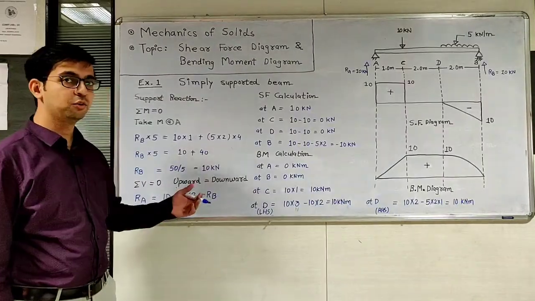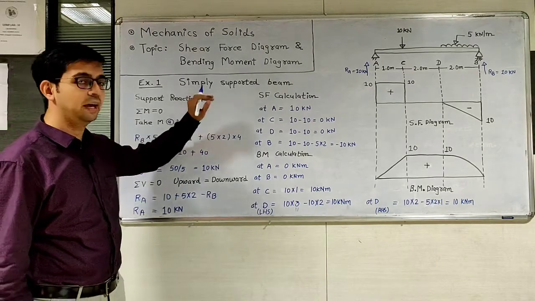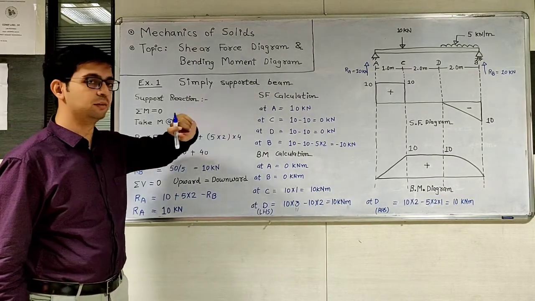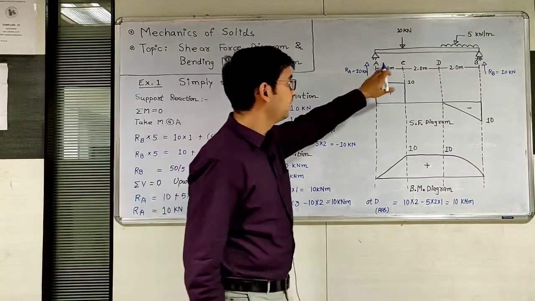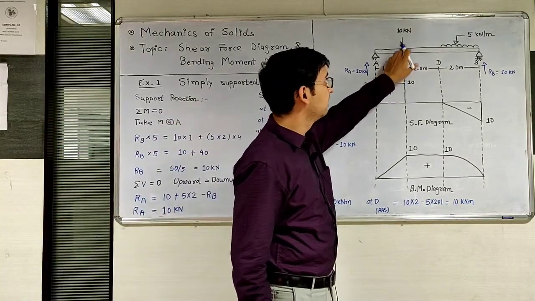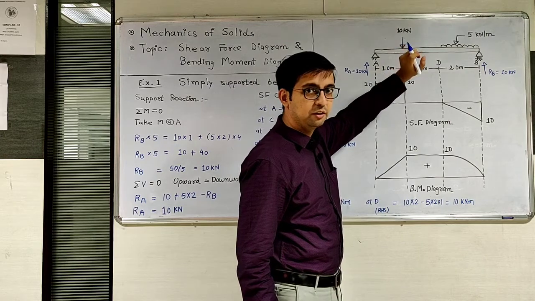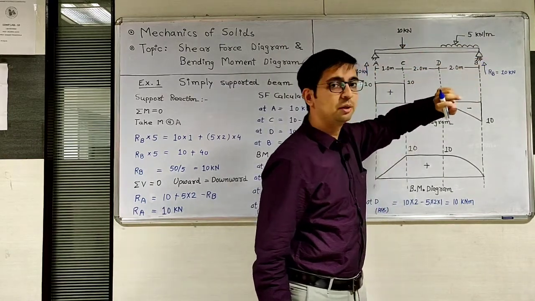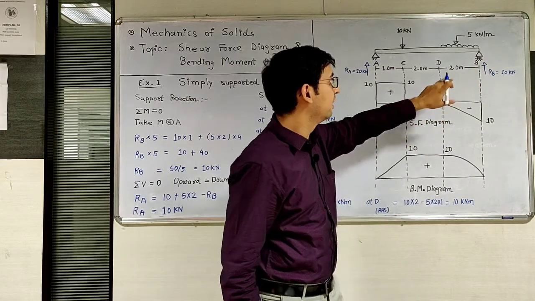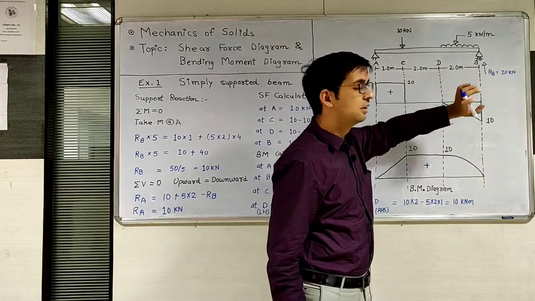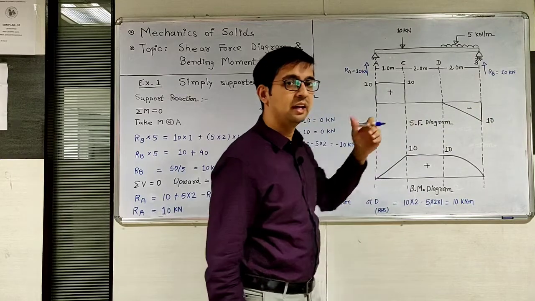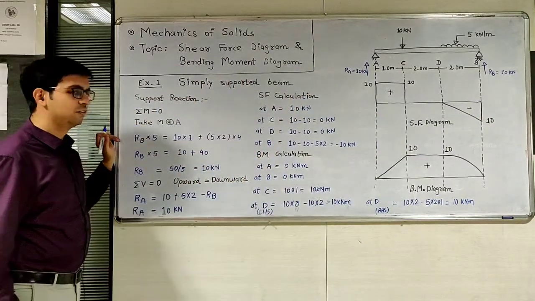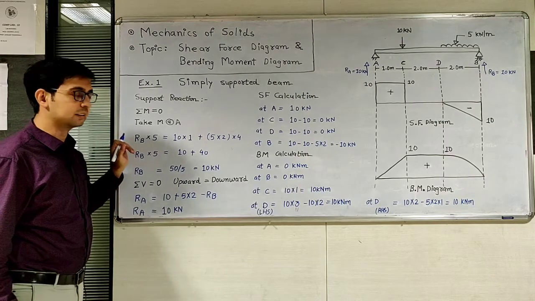Let us see how to draw shear force diagram and bending moment diagram for a simply supported beam. Here a simply supported beam is given, on which a point load of 10 kN and a uniformly distributed load of 5 kN per meter are applied, and the span of the UDL is 2 meter. For the calculation, first of all, step number 1, we have to calculate the support reactions.